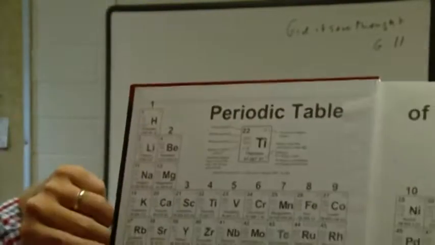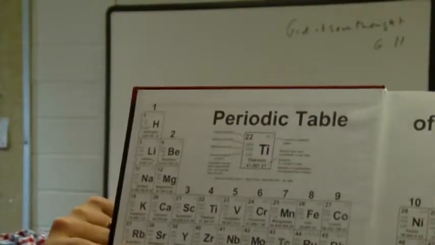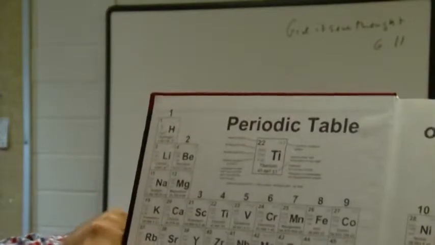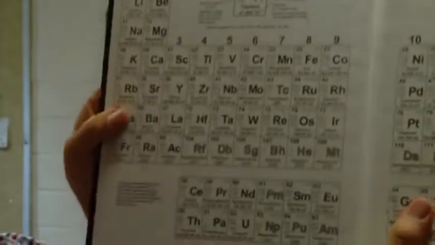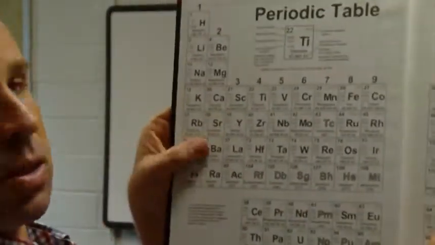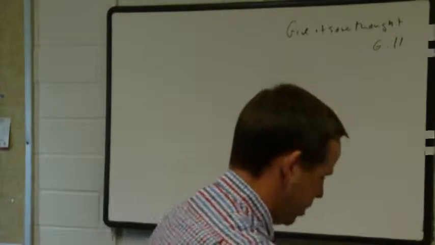Well, if you're filling, starting from 55, 56, 57, the 6s gets filled before the 5d begins. All right, so 6s has to be the answer there. 6s gets filled before the 5d does. And that's simply by looking at the periodic table.